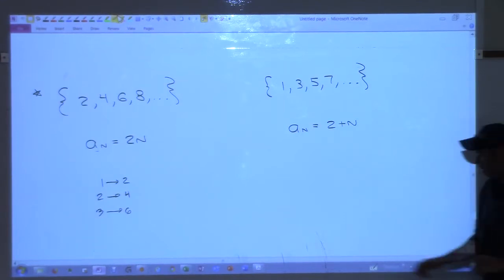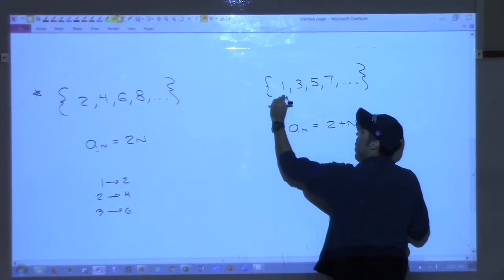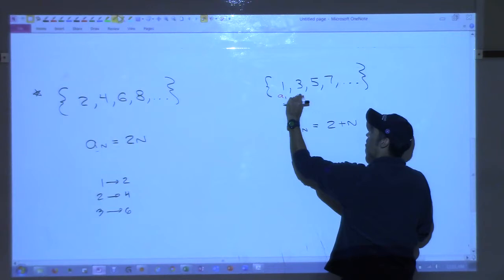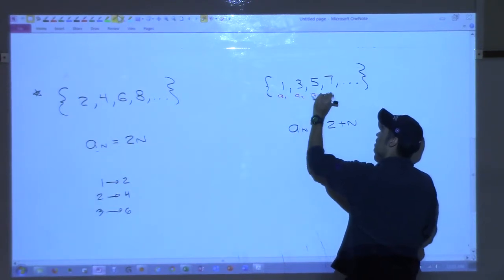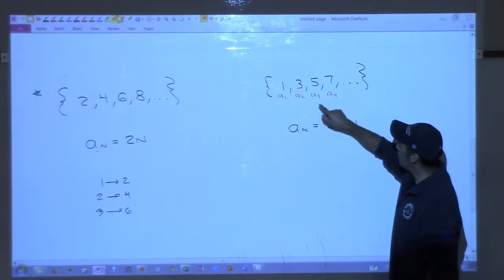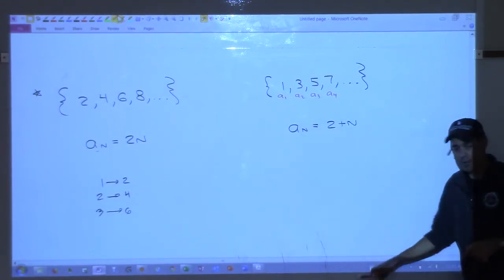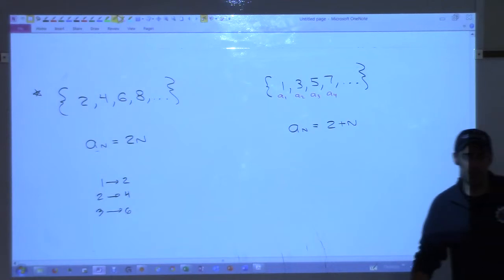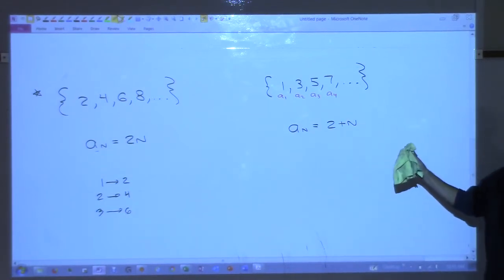In other words, when you look at these, this is a sub 1. That's what you get when you plug in 1. This is a sub 2. This is a sub 3. This is a sub 4. So when I plug 1 in, I need to get 1. When I plug in 2, I need to get 3. When I plug in 3, I need to get 5, and so on and so forth. You want to redo it? You see why it doesn't work, yes? Okay.